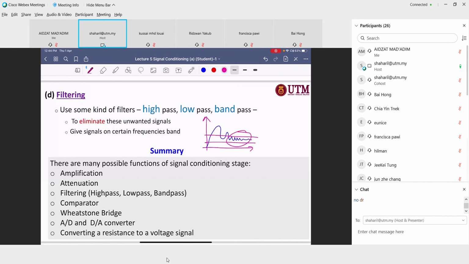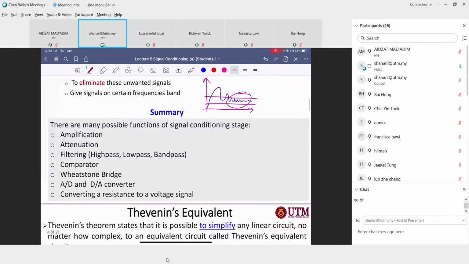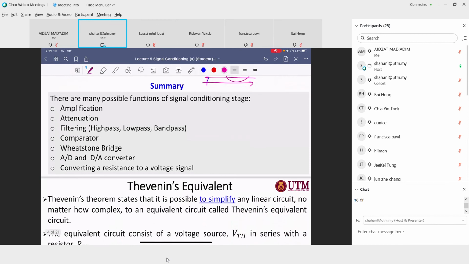Okay. Signal conditioning also can be used as a filter to filter out the unwanted noise. Okay, so this is a summary. It also can be used as a comparator. We will look into that in the next subject and so on.